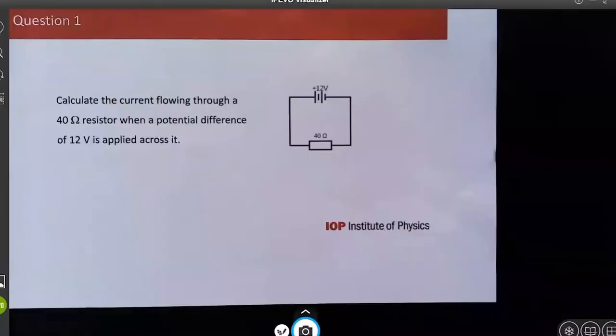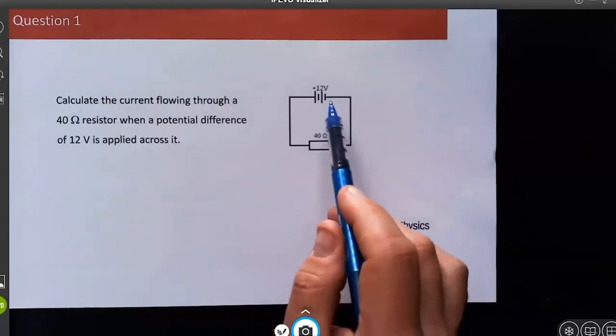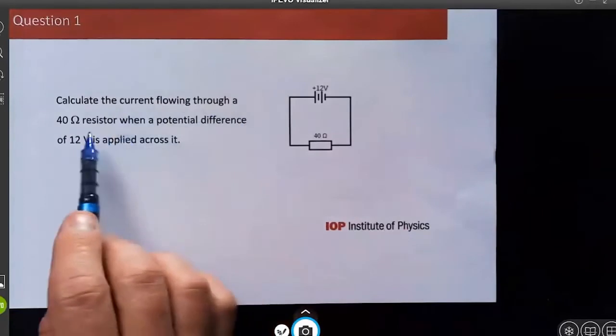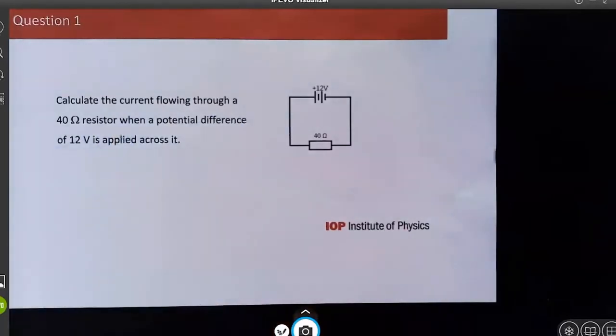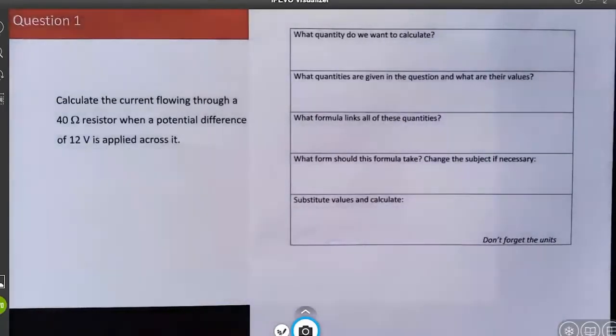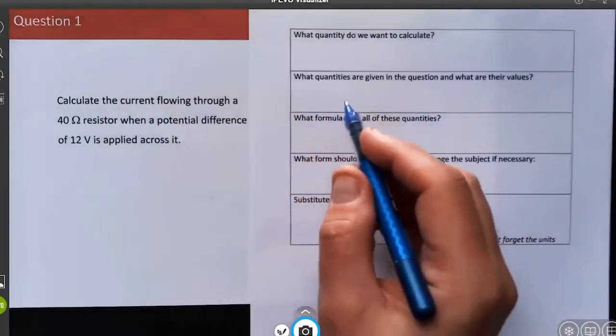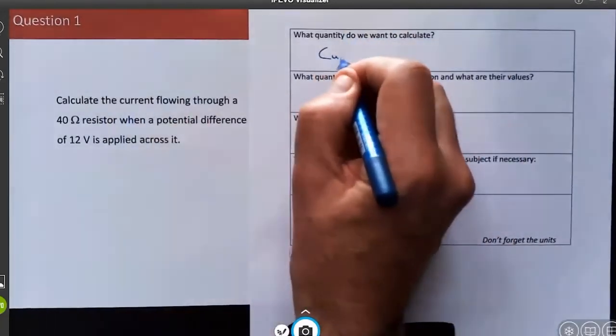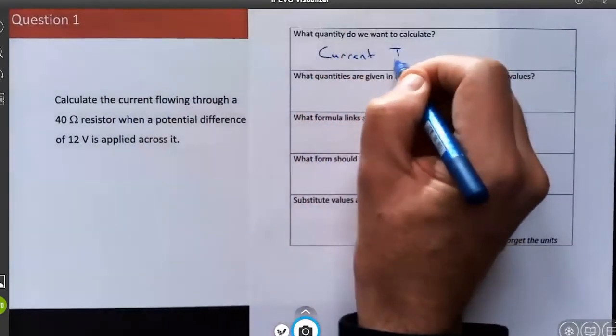This first question is very familiar, and it features a 40 ohm resistor with a 12 volt power supply across it. And we're being asked in the question to calculate the current flowing through that resistor. To answer these questions, we're going to use a standard calculation framework to help us order our working. So let's start off with answering this question. What quantity do we want to calculate? Well, the question asks us to calculate the current, and that has symbol I.